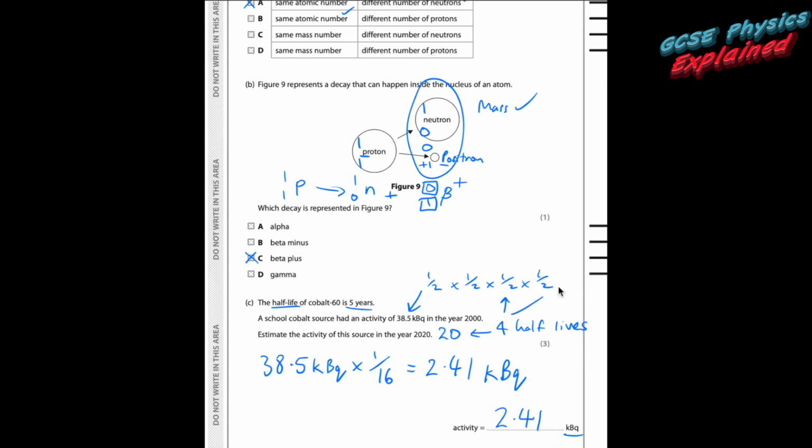So you get 1 mark for identifying there was 4 half-lives and 1 mark for identifying that that's a 16th. If you didn't, you'd just get all 3 marks for the answer. You don't need to show your working out, but it's always good to do so, in case you make a little mistake somewhere, at least you'll get partial marks.